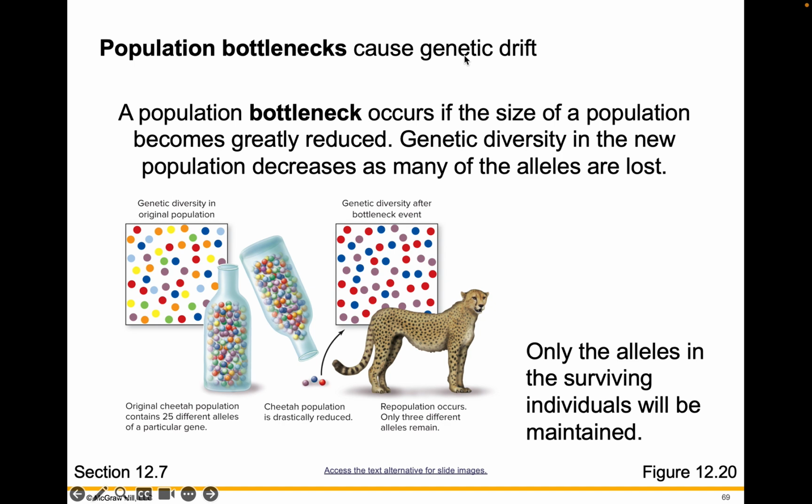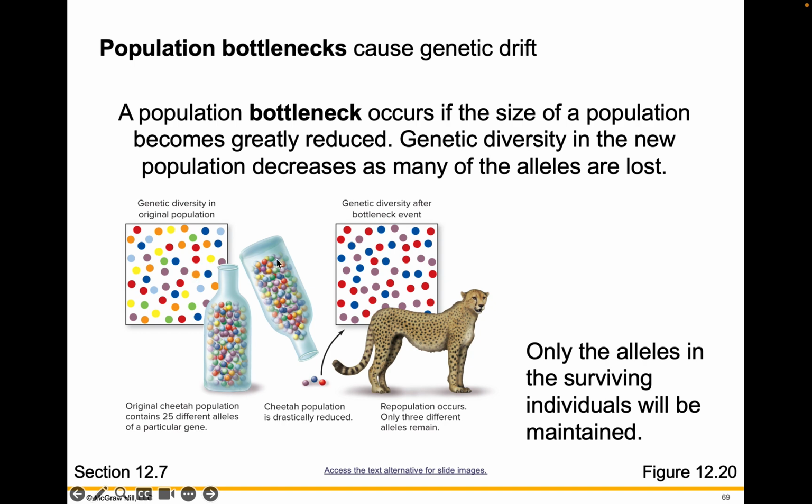All right, population bottlenecks can also cause genetic drift. A population bottleneck occurs if the size of a population becomes greatly reduced. Genetic diversity in the new population decreases as many of the alleles are lost. Only the alleles in the surviving individuals will be maintained. So if you think of something like cheetahs, where they were hunted to near extinction, cheetahs underwent a dramatic population bottleneck. There used to be lots of cheetahs, lots of genetic variation.